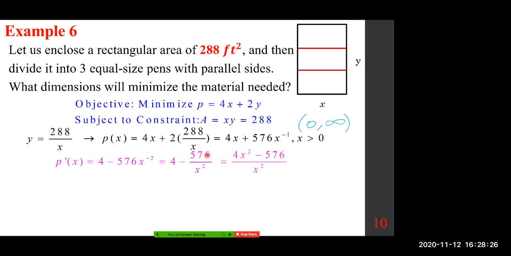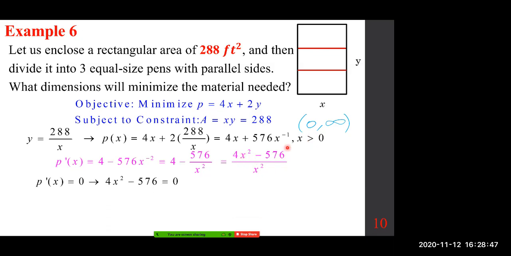Now, what are the critical points? The critical points are what makes the top and the bottom 0. If you set the top equal to 0 and solve, we will do it in a moment, we'll see the answer. The bottom gives you 0, and 0 is not in the domain here. So you set the top equal to 0 and you solve.